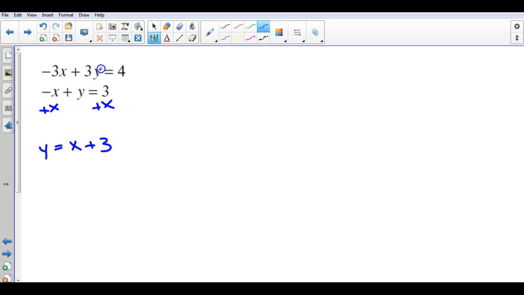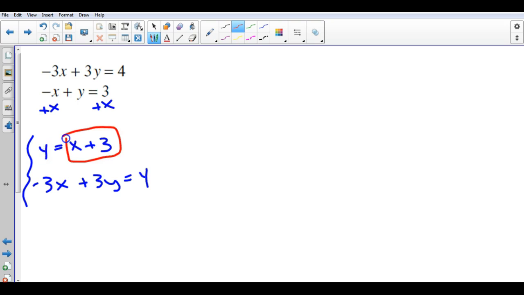So I have this top equation, which I'm just going to bring down over here, negative 3x plus 3y equals 4. So this is my system now. And what I'm going to do is use substitution. So I have y equals x plus 3. I'm going to take that x plus 3, and again, we're going to substitute it in for y. So I'm going to rewrite that equation as negative 3x plus 3 times x plus 3, and that equals, that looks like a y, but that's actually a 4.